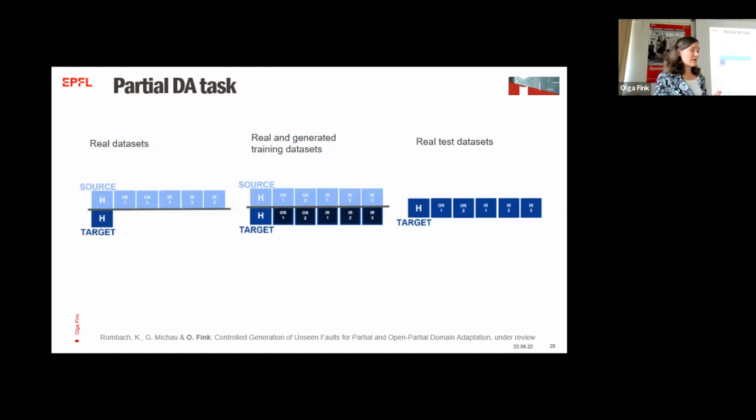So we are still in the setup that on the target domain, we only have the healthy target conditions. So we first tested on the partial domain adaptation task. So on the source data set, we have all the different labels for the fault types. And now we're generating synthetically these different fault types here. And later on, we are testing it on real data over all the classes.